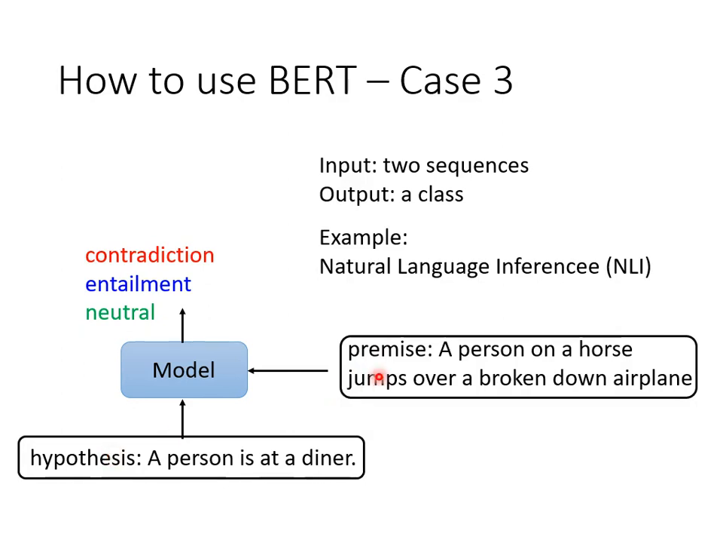In this example, our premise is that a man is riding a horse, then he jumped over a broken plane. Which sounds weird, but this is actually an example in a benchmark corpus. There was a man riding a horse and jumping over the plane. He was also juggling. The hypothesis here is that this person is at a diner. Is this person at a diner? No, so this is a contradiction. So what the machine has to do is take 2 sentences as input and output the relationship between these 2 sentences.